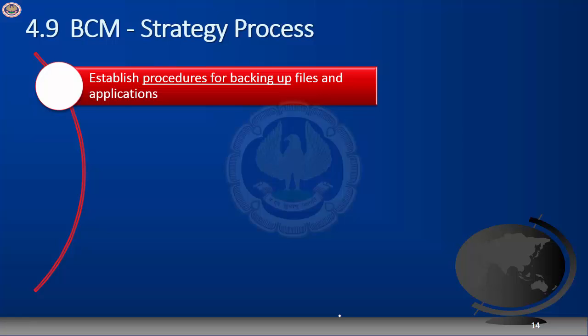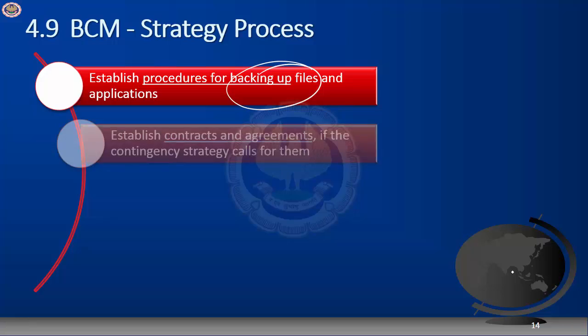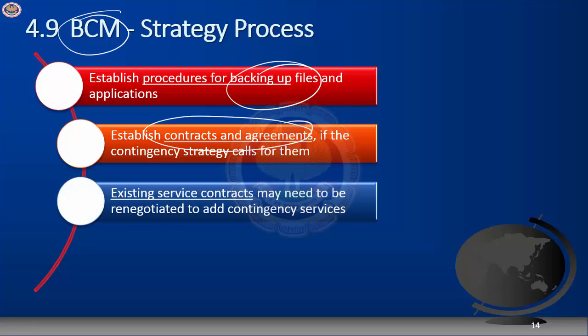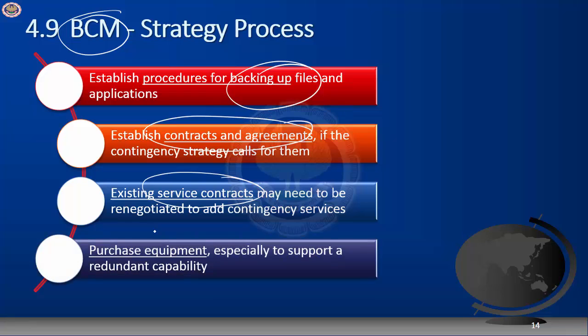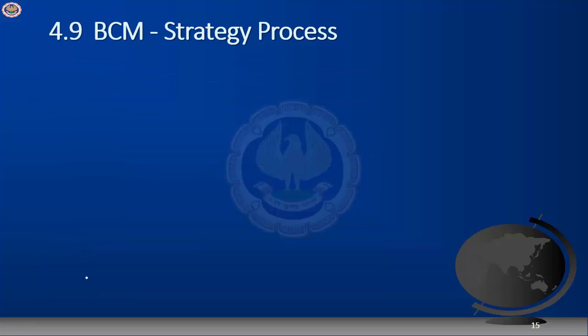So you need to establish the procedures for backing up the files and applications. You need to establish the contracts and agreements, because remember, we are looking at BCM from the management perspective, from the enterprise perspective. You also need to look at the different types of service contracts which could be there. You need to renegotiate the contract, because in the case of a business continuity plan, the level of service has to be much higher compared to the normal level of service, the normal time taken to provide the service. You may also have to purchase additional equipment or procure additional resources as required to ensure that you're able to build in the redundant capability and you're able to provide the services.